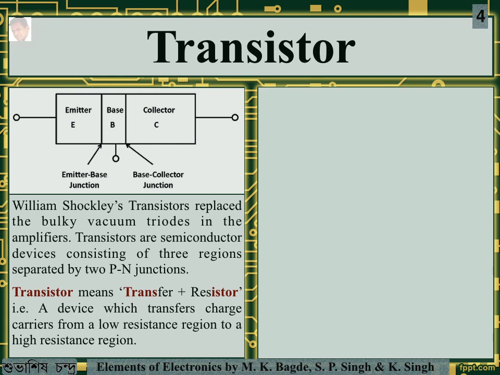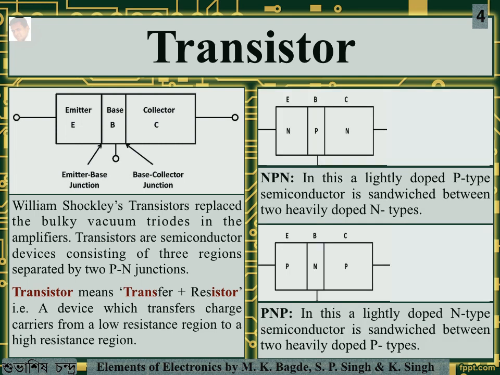As we discussed, this is the NPN transistor. The other type of transistor is the PNP transistor. Let's look into them. An NPN transistor is a transistor in which a p-type semiconductor, which is lightly doped, the base, is sandwiched between two heavily doped n-types. In PNP, the lightly doped n-type semiconductor is sandwiched between two heavily doped p-types.